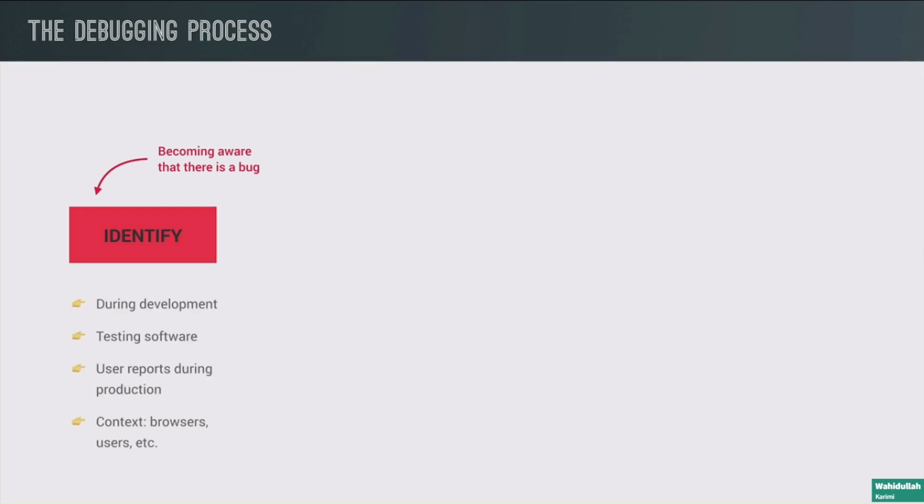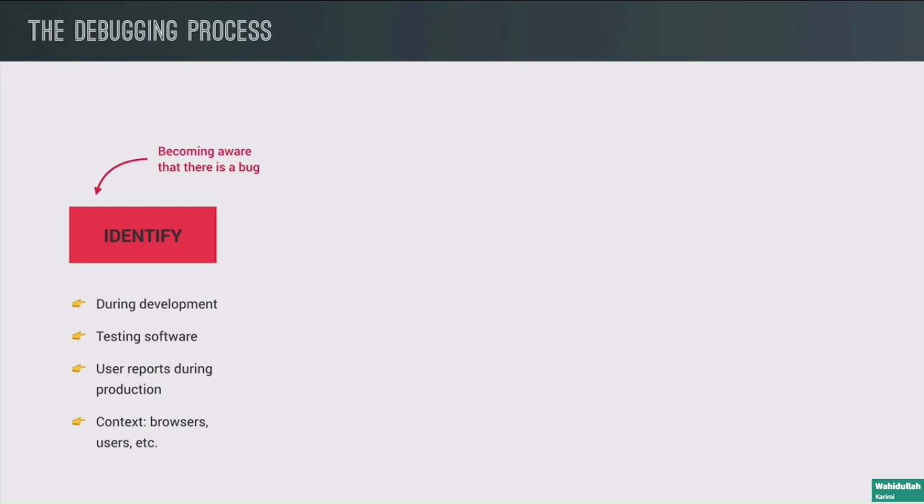So the first step is to actually become aware that there is some kind of bug. Because as I said, in a large application, bugs can actually go undiscovered for years. Now, discovering bugs usually happens during development, using automated testing software, or user reports during production. And bugs that are identified during production are the worst bugs, because it means that they went undiscovered during development and are now affecting real users of our application. So that's why it's really important to identify bugs early, for example, using automated tests.